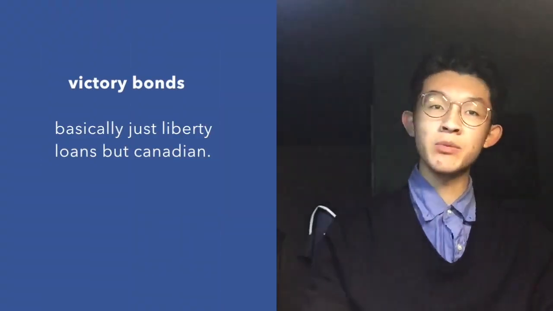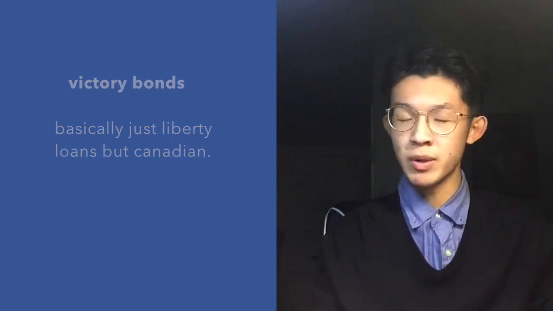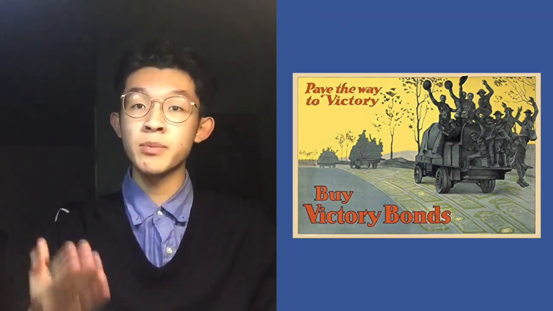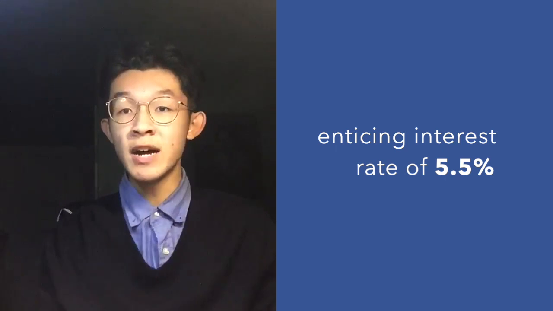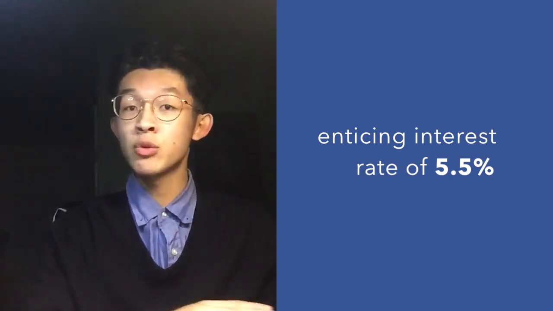In order to pay off these wartime expenses, the Canadian government relied on the selling of victory bonds, which were basically the same thing as they were in the US. Their publicity, however, was done by advertising them as being direct support for the men overseas. Additionally, the promised interest rate of 5.5% over up to 20 years was an incredibly enticing deal.